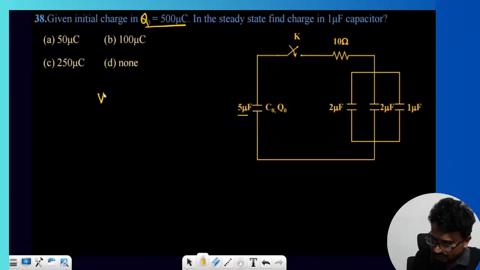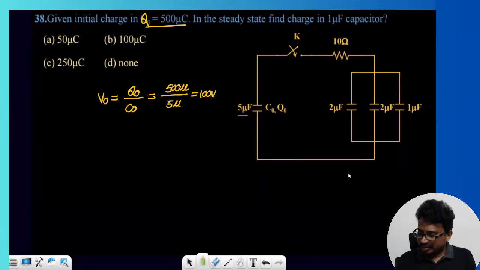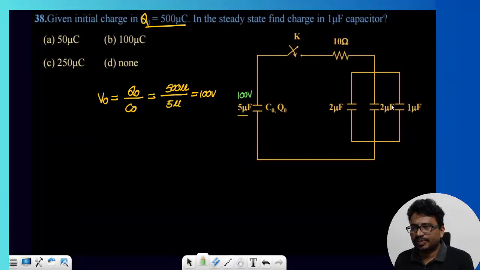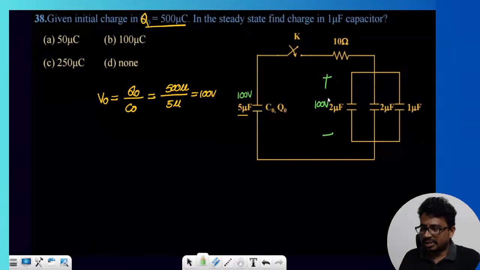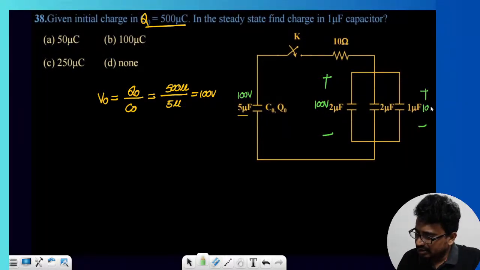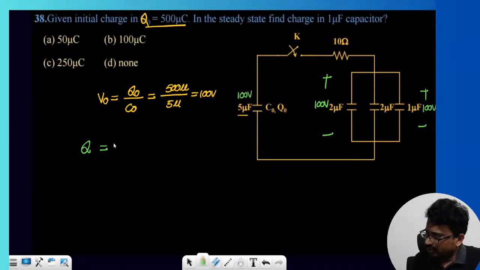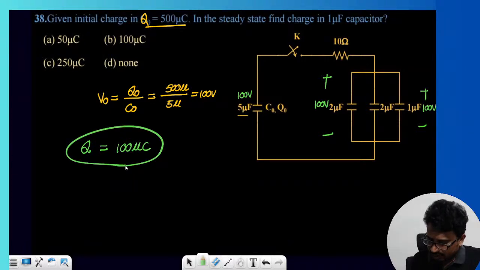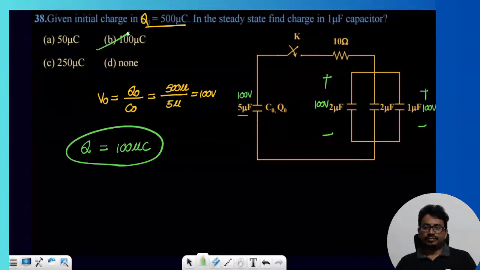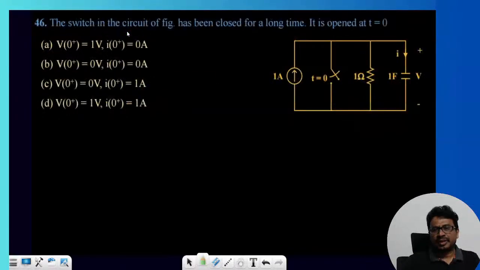So with the C0 value, I can get the voltage, which is given as Q0 by C0. And Q0 is 400 microcoulombs by 5 microfarad. So this value is how much? 100 volts. So that means this voltage is 100 volts. Now in steady state, capacitors behave like an open circuit. So how much voltage is accumulated in each capacitor? 100 volts only. They are asking for the charge. The voltage across this capacitor is also 100 only. So the charge across the 1 microfarad capacitor is 100 microcoulombs. Right. Next one.